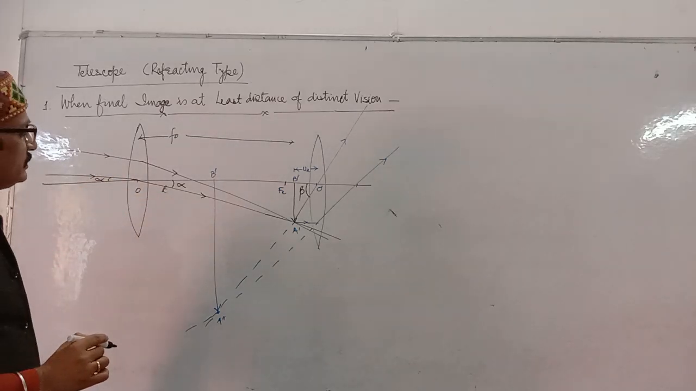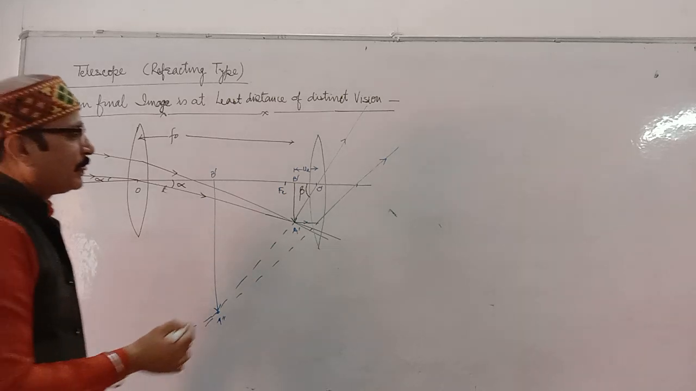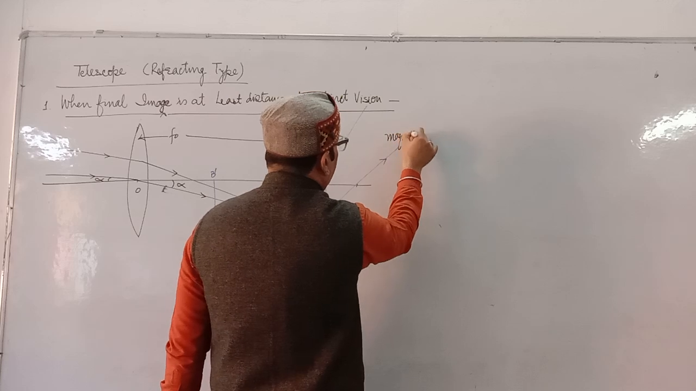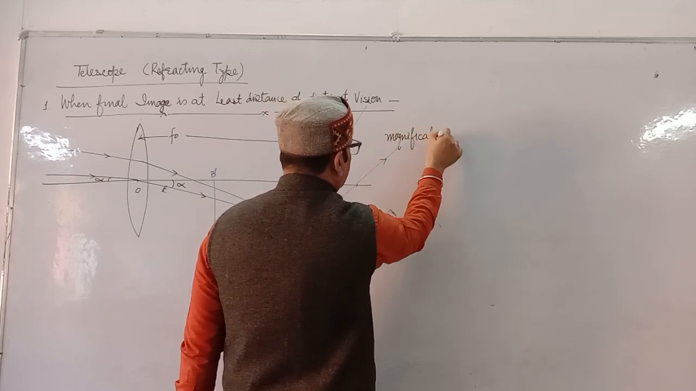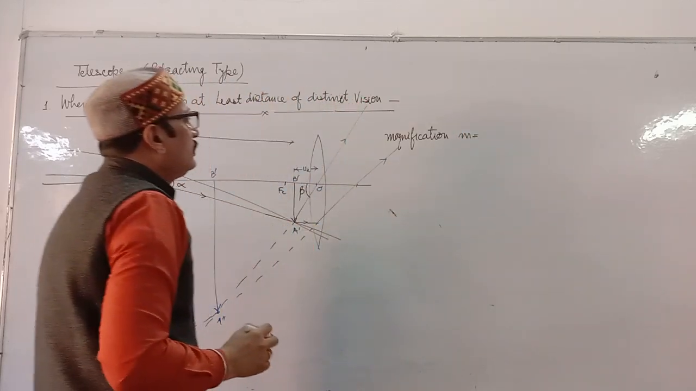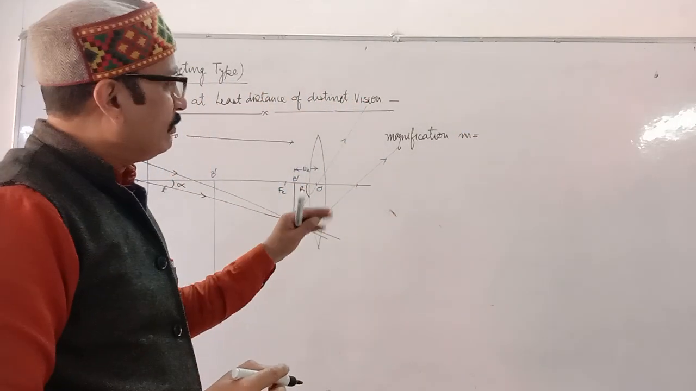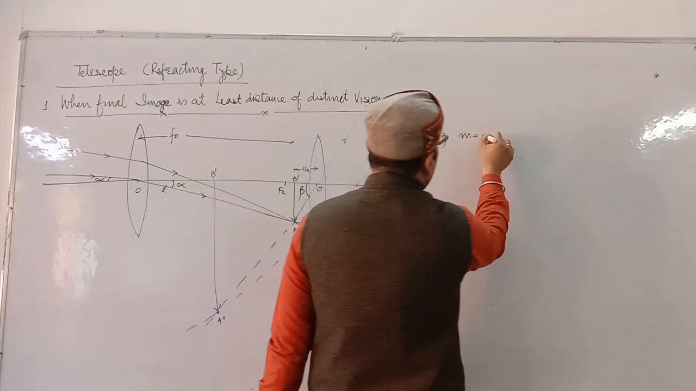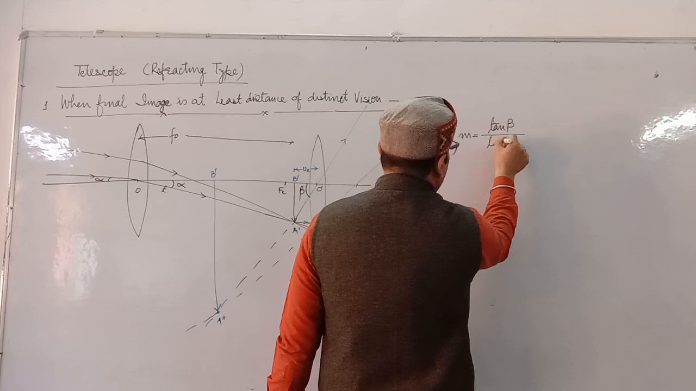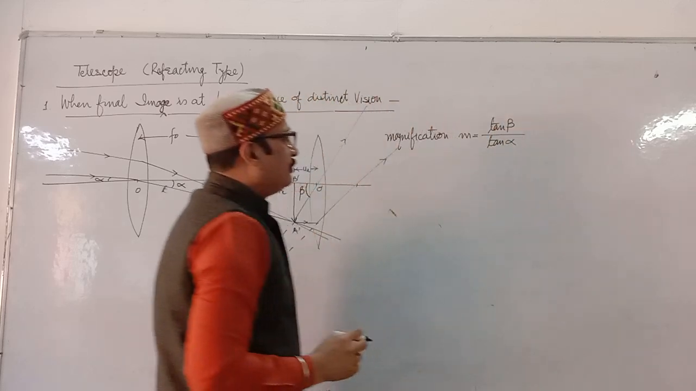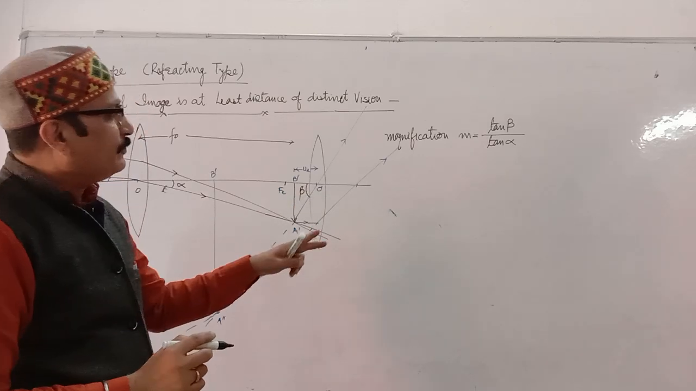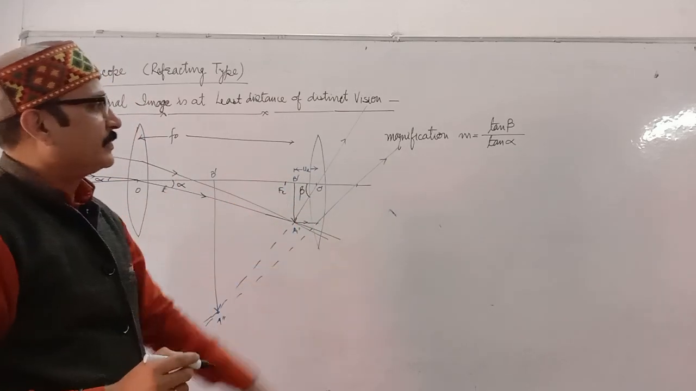Now we are interested in getting the value of magnification. When we are talking about magnification, it is just the angular magnification, and M will be equal to tan beta upon tan alpha. Tan beta is the angle formed by the image at the eye, and alpha is the angle formed by the object at the eye.